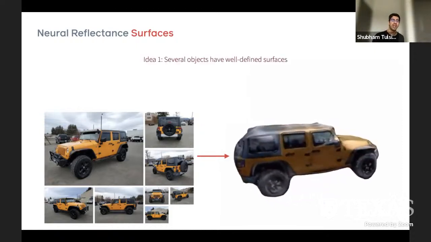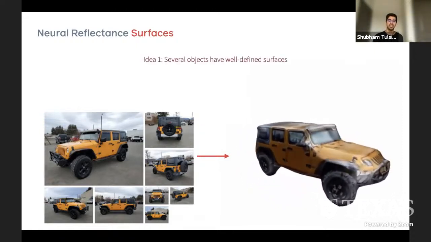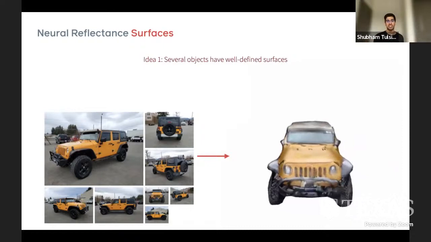The first idea that we had is that most of the objects that we are interested in reconstructing have well-defined surfaces. So instead of an arbitrary volumetric representation, we pursue a more well-defined closed surface-based representation. And similarly for view-dependent effects, instead of allowing arbitrary view-dependent effects, we use the insights from computer graphics to constrain the space of possible view dependence.